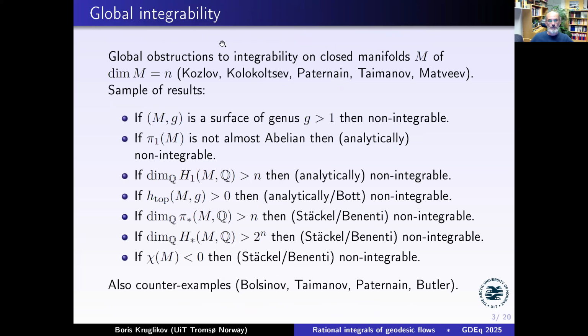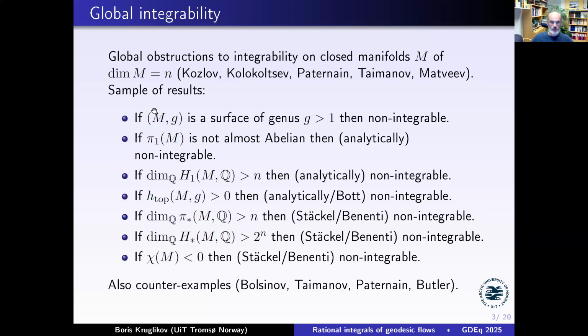Okay, so let's overview. Usually integrability of a dynamical system of ordinary differential equations is considered globally, contrary to PDE, where it is mostly a local story. So let's say briefly about the global story. Globally there are topological obstructions to integrability, and there are several names related to this: Kozlov, Kolokoltsov, Paternain, Taimanov, Matveev, but there are more names, of course. And here are samples of results.